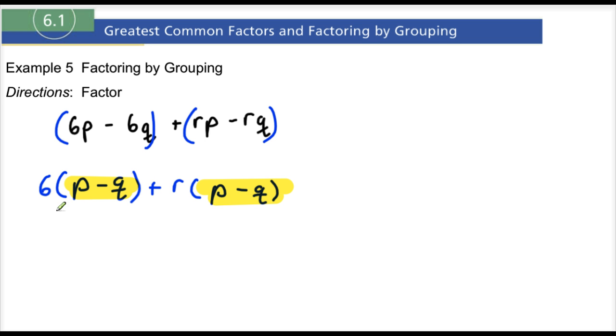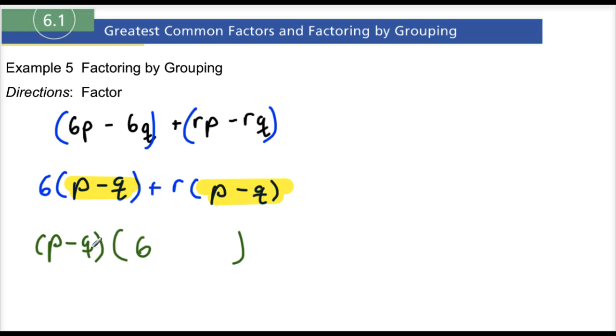So since each term has a p minus q, I'm now going to factor out a p minus q out of both of these terms. So I'm going to write p minus q, and again, anytime that you factor out the GCF, you have to write another set of parentheses and say, okay, now what goes back inside? So p minus q times what is 6 times p minus q? Well, it would just be 6, because p minus q times 6 is this right here.